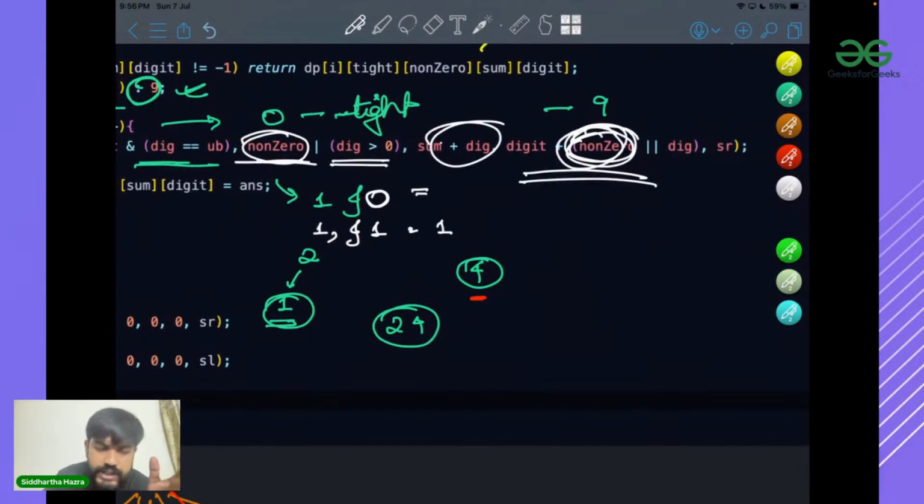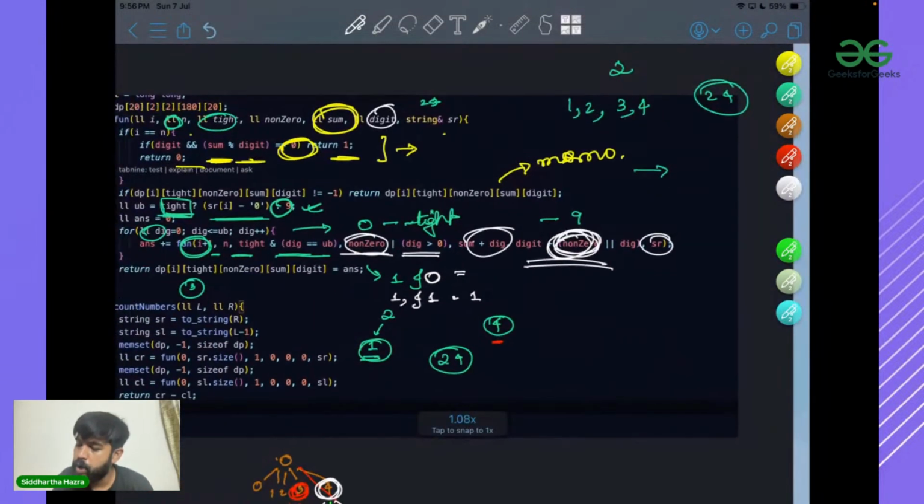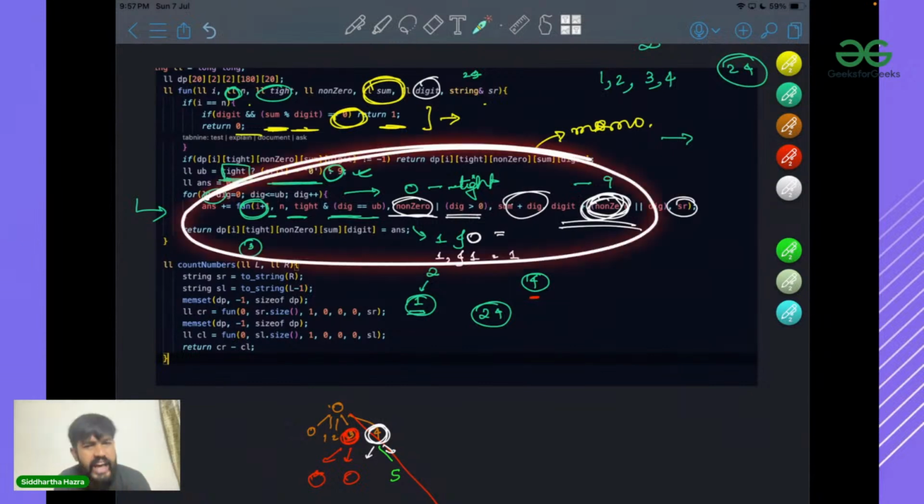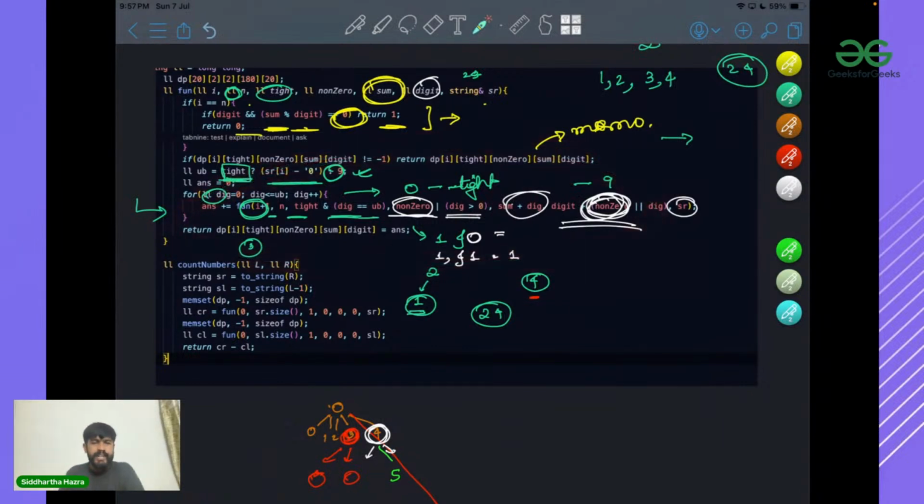You can evaluate this. This is a simple bit masking thing. And then SR would remain the same. So the only point of concern is this single line, which makes a lot of difference. And this easy implementation of digit DP is required.